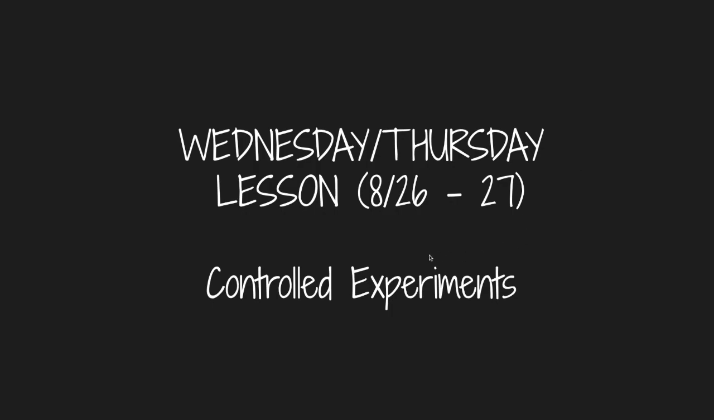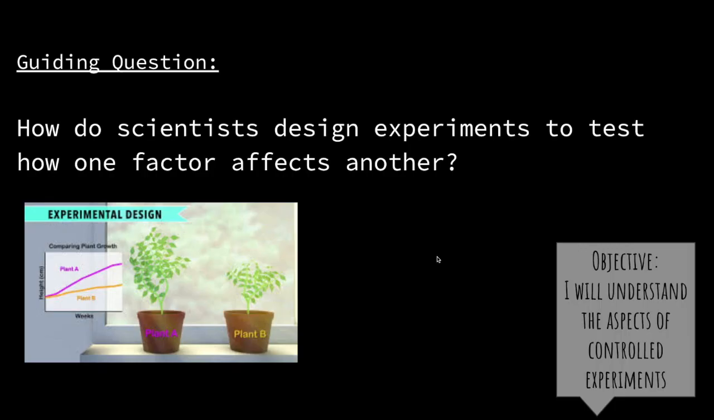Our guiding question, what's leading us through this topic today, is how do scientists design experiments to test how one factor impacts another? You already finished your Do Now, where you looked at the experimental design for 2 different plants, one with fertilizer and one without fertilizer, and you came up with an idea of how you would set up your experiment. So now we're going to look at another one.